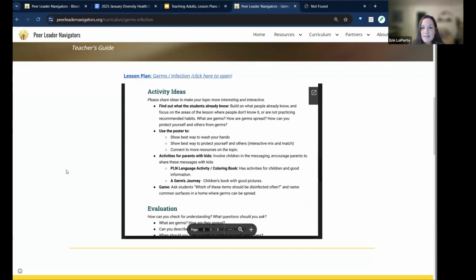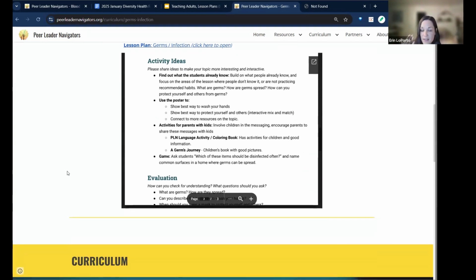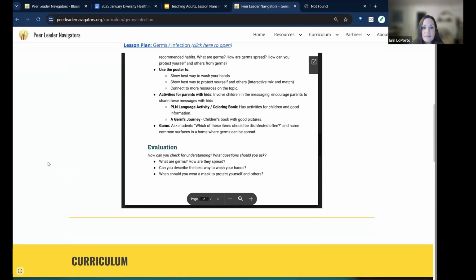Also, some activity ideas, how to make it engaging. That's really important for adults learning. To commit it to memory, they need to be able to engage with the curriculum in some way. And so you can get ideas about how to do that here in the lesson plan.